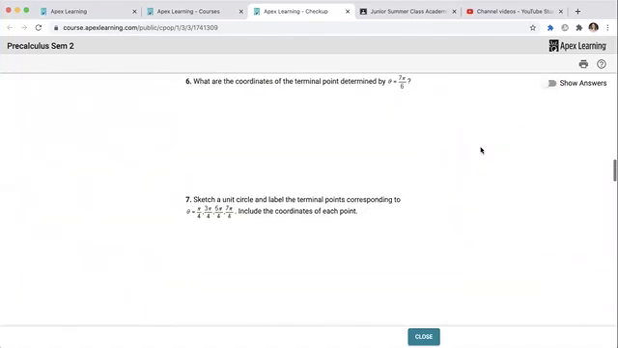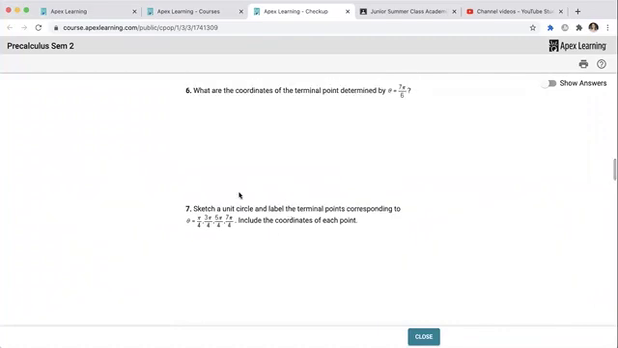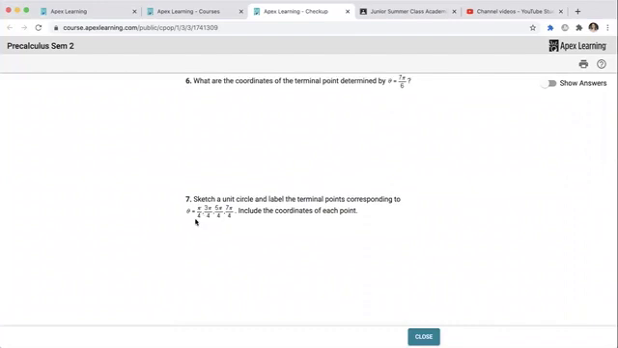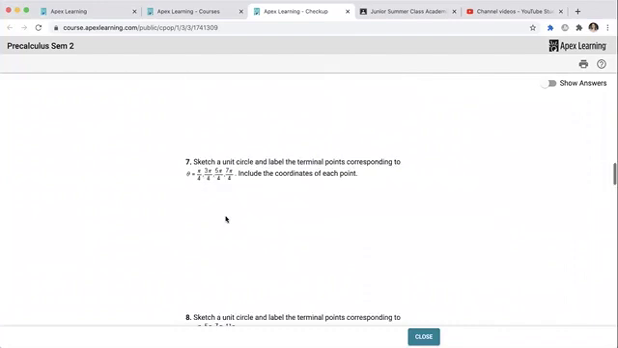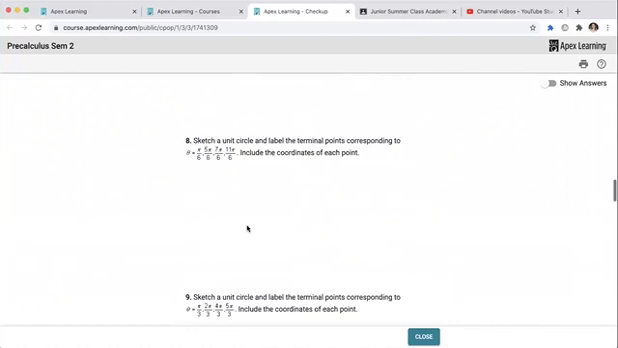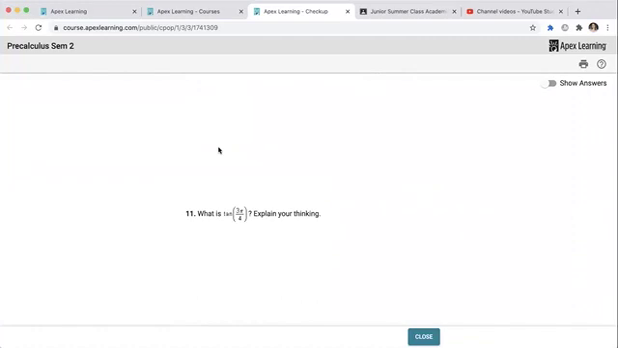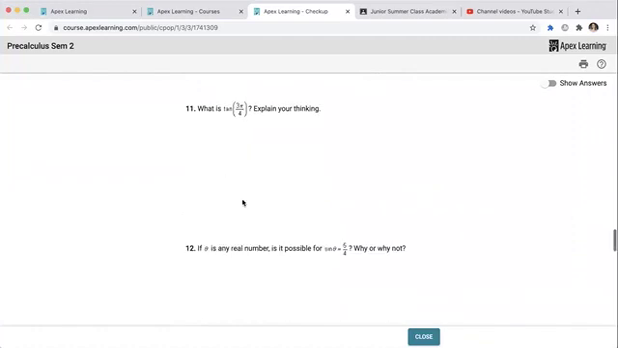Then we'd have a couple problems here. It's asking you to find the reference angle, right? And then tell us the terminal points, okay? So again, that's all based on the reference angle. This one's even easier because it's all based on pi over 4. This one's based on pi over 6, pi over 3, pi over 2, right? All of that fun stuff, okay?